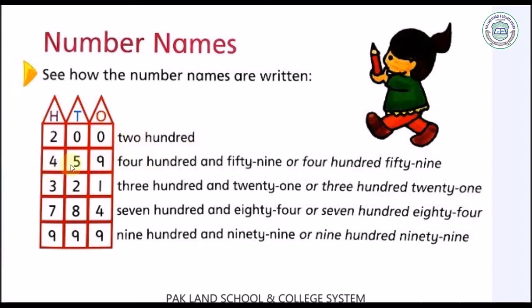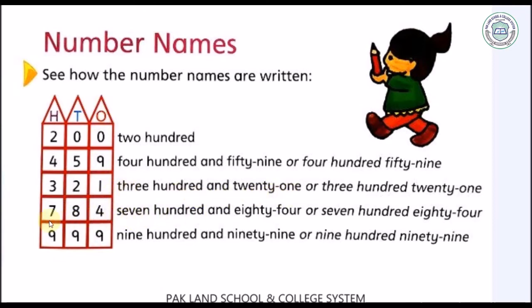Next number we have 4, 5 and 9. So you have to change this into word form. So you write 459. Next example we have 3, 2, 1. So you have to change this into word form. So we can write 321.